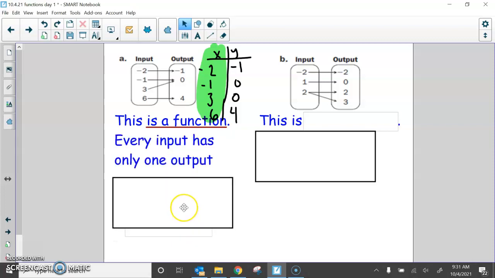And it has the same explanation as earlier, if you want to write that down again. Every input has one output. That's why there's only one line coming from each of the numbers on the left side.